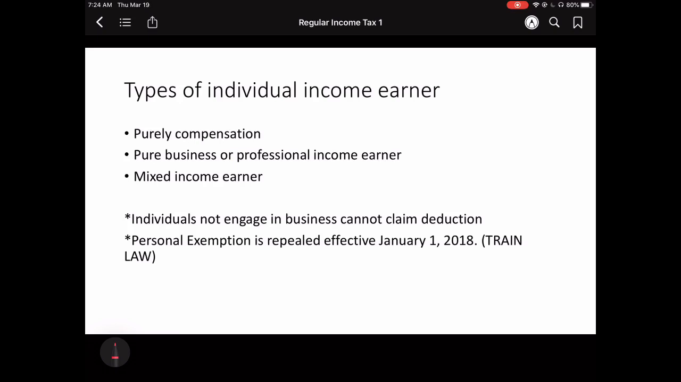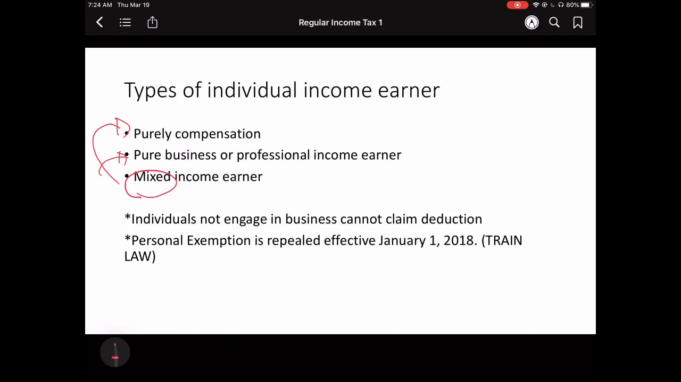And then we have mixed income earner. So from the word itself, mix. So it's either they have a job plus they also have a business. So there are three types of individual income earner. Now you need to identify which one you are.